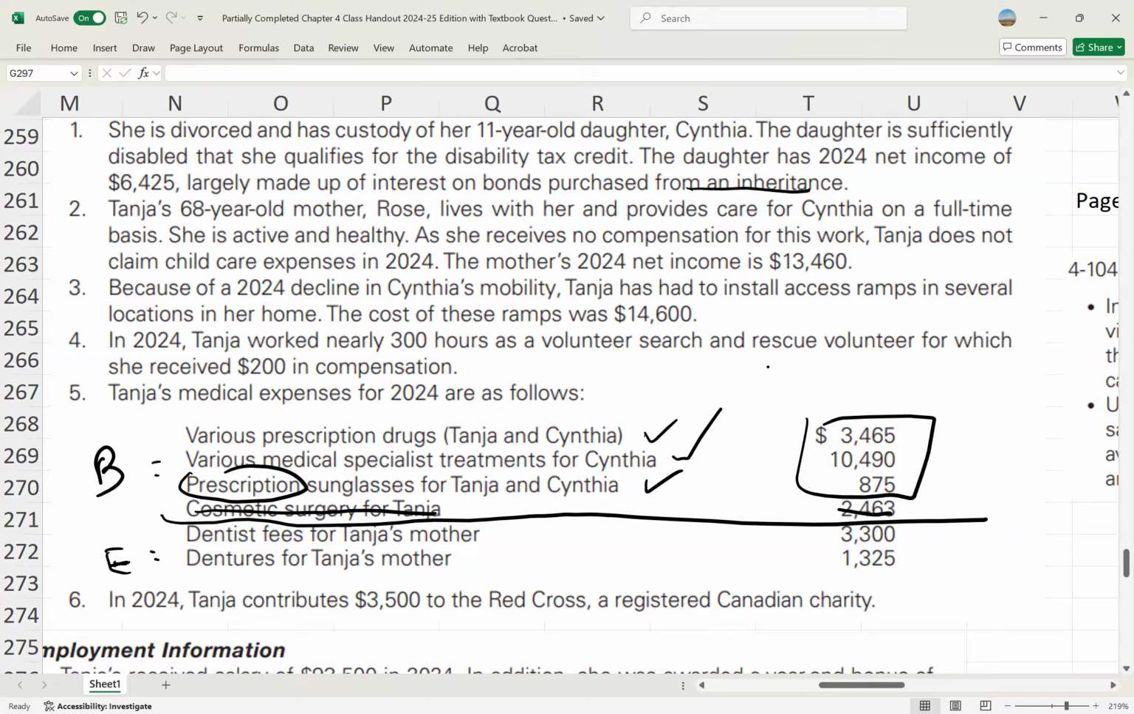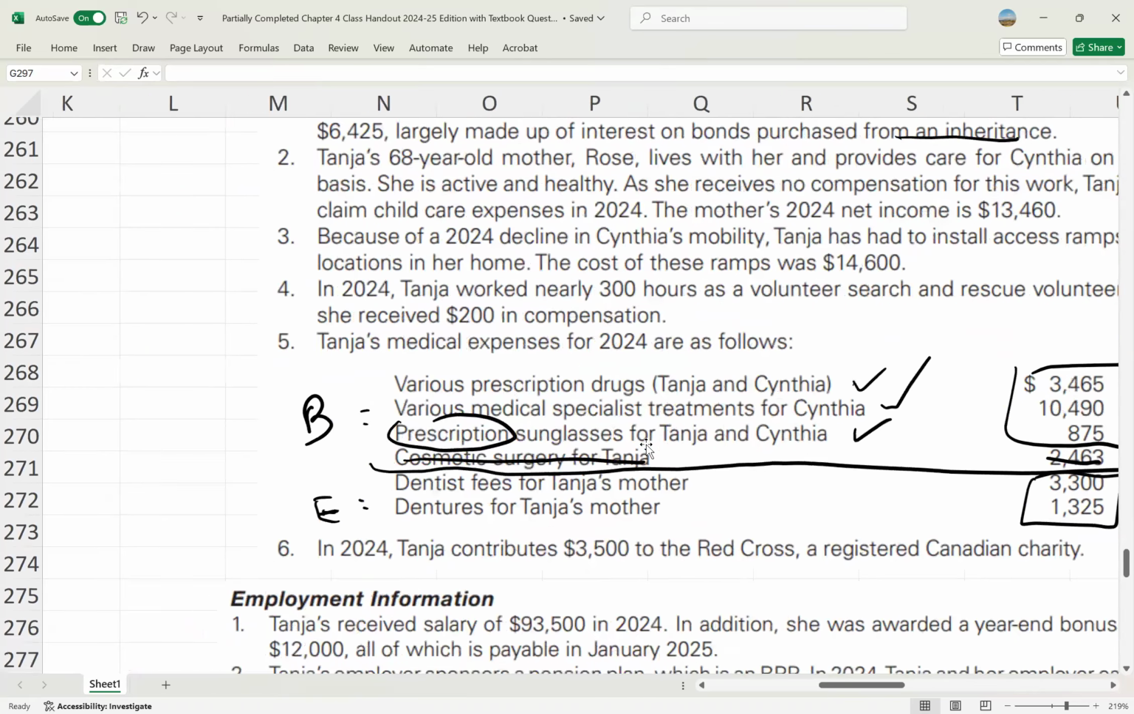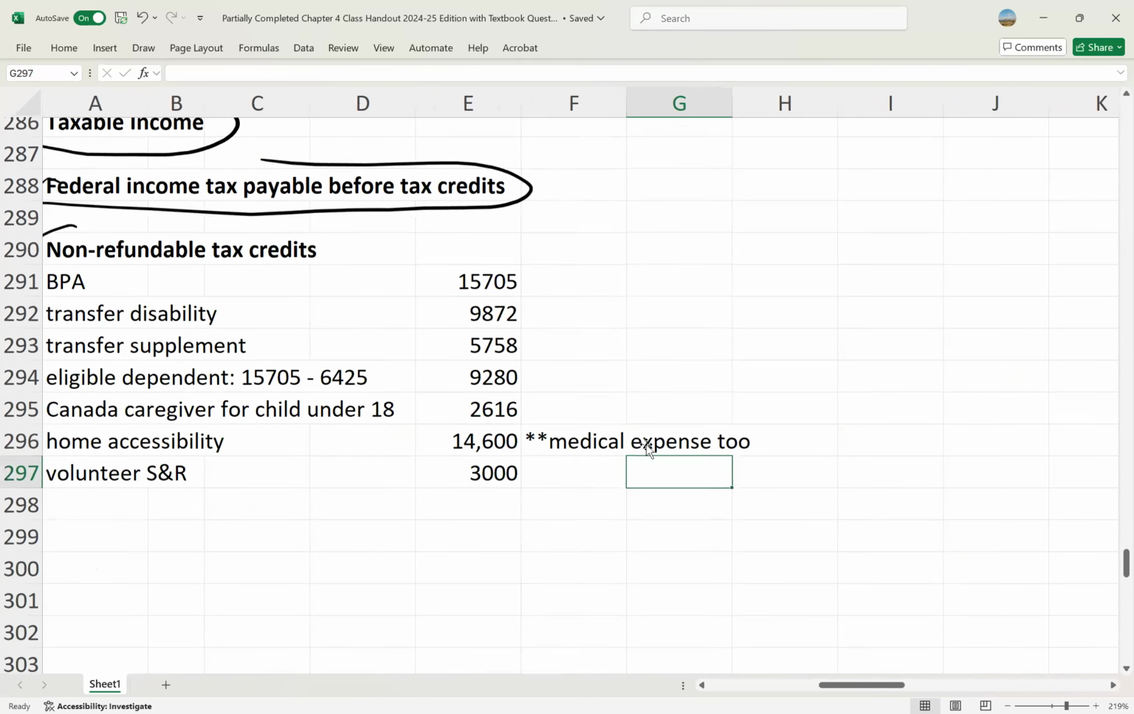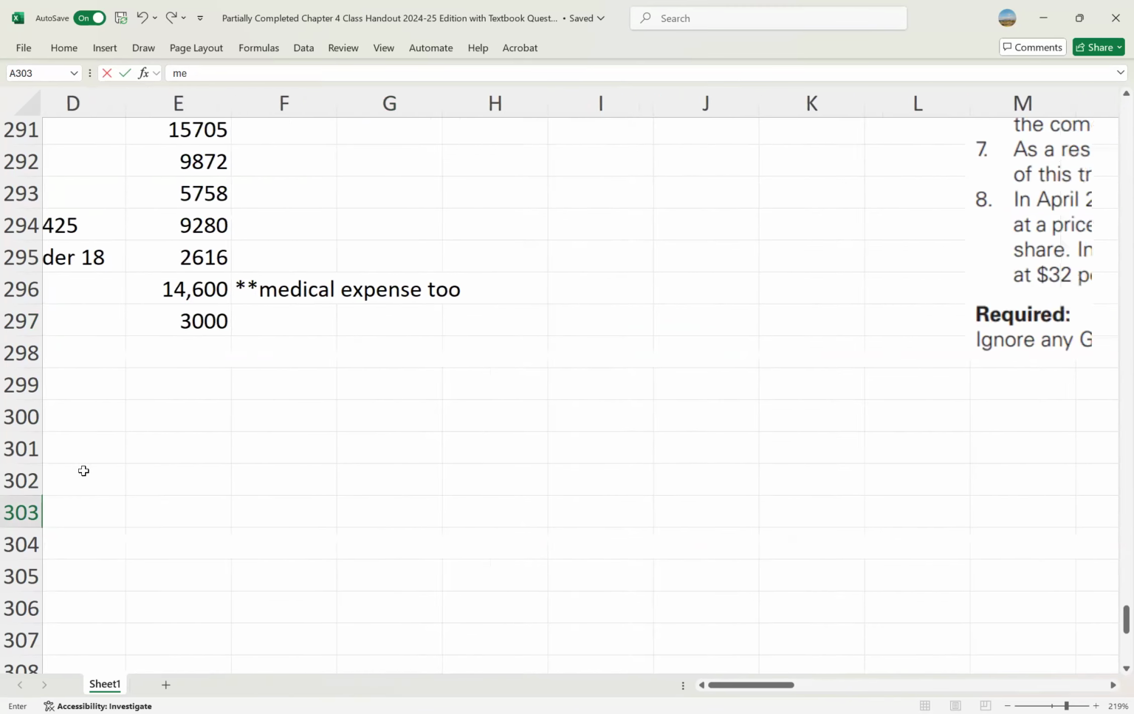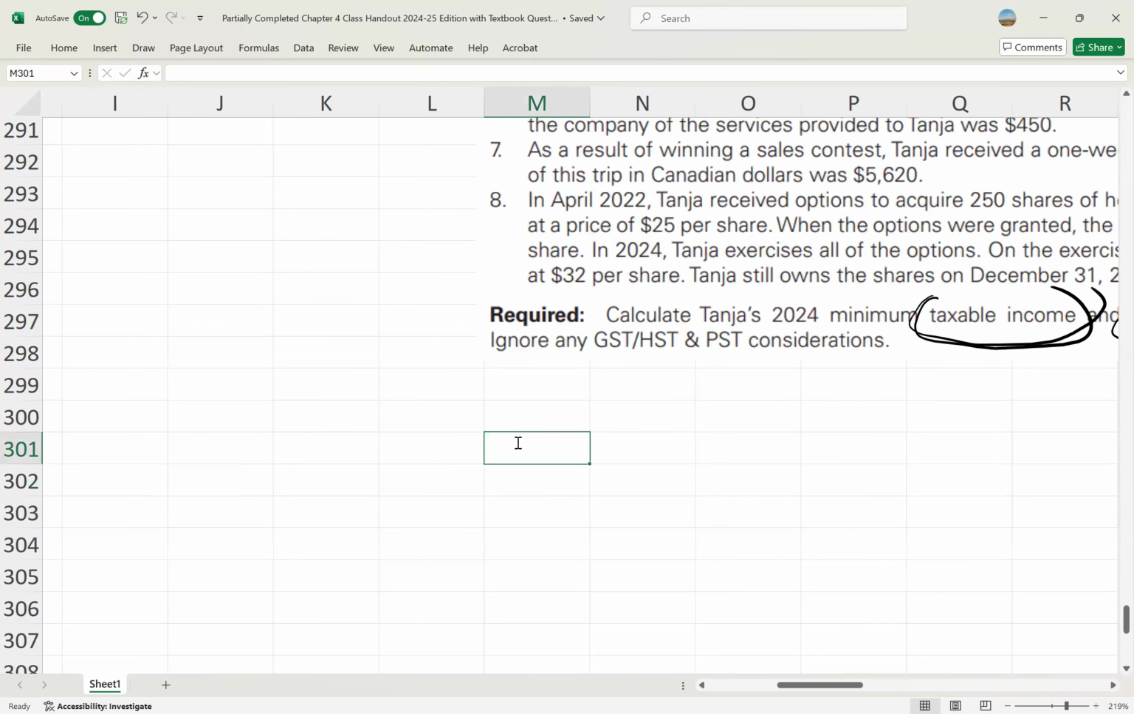And because Tanya is paying for her mother as well, the dentist and the dentures would qualify under D, the separate calculation. D is equal to E minus F. We'll go through that in detail. But let's summarize these amounts so we don't lose them. So under our tax credits here, let's create a space for medical. Actually, let's do it over here.